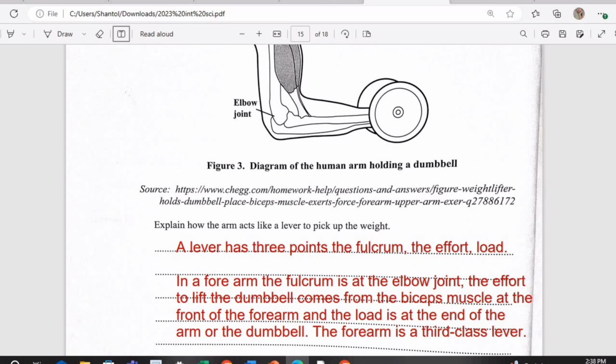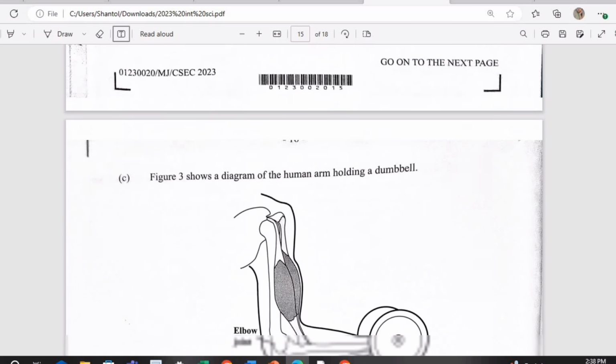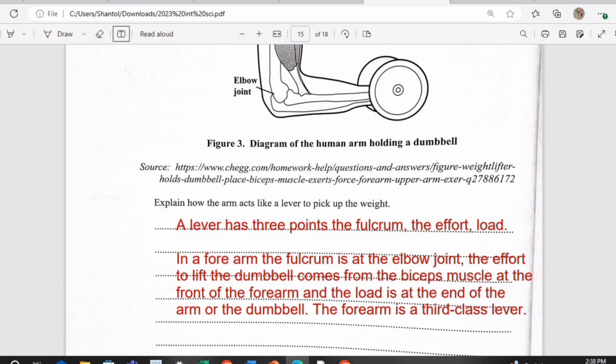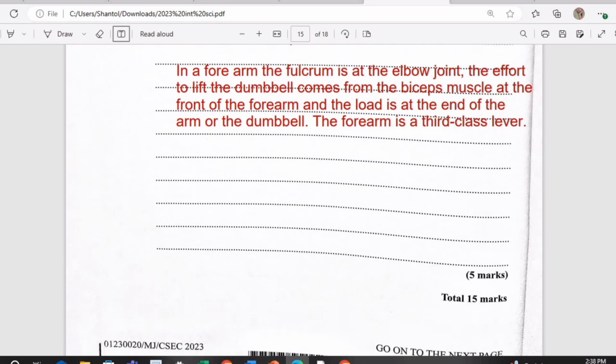And the forearm is a 3rd class lever. And we know that once the effort is put in, the arm is going to be raised with the load, and the fulcrum there would help to keep that part together, the effort and the load together right there at the elbow. So if you mention something similar to this, then you should have gotten your 5 marks.